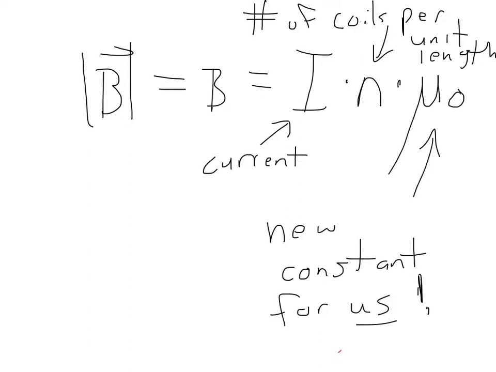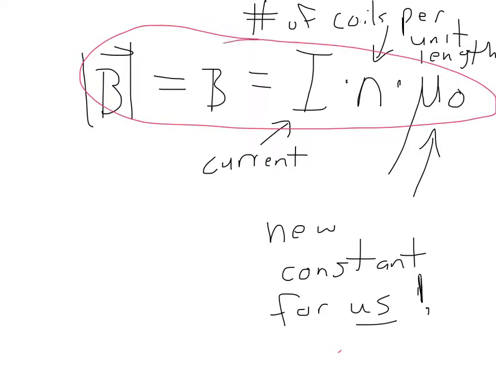Okay? So this is the equation that you will need to know and use in lab, knowing that what you're actually going to be calculating is mu 0. You're going to be measuring the magnetic field. So this is what you're going to calculate. This is something you can measure. We have probes that can actually be used to measure the magnetic field.